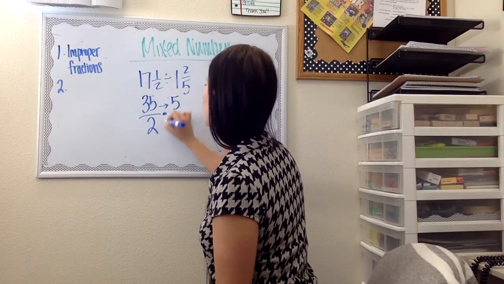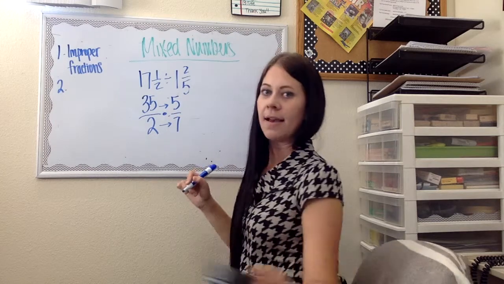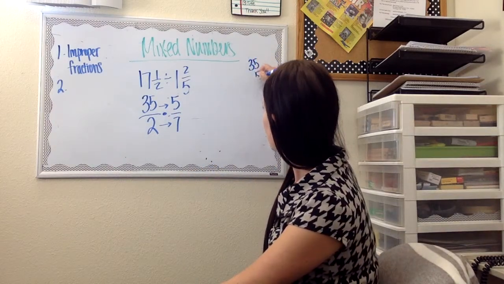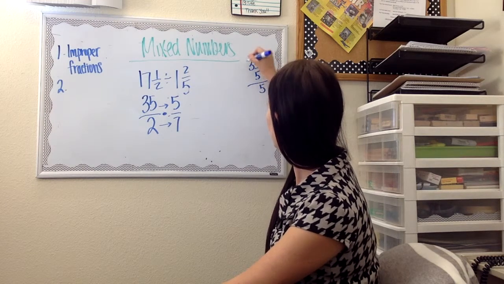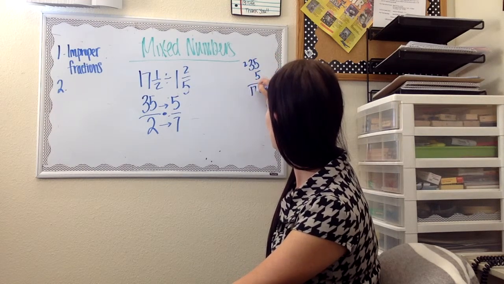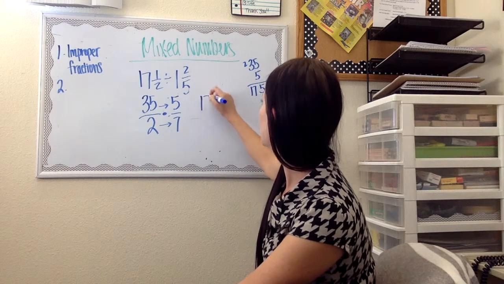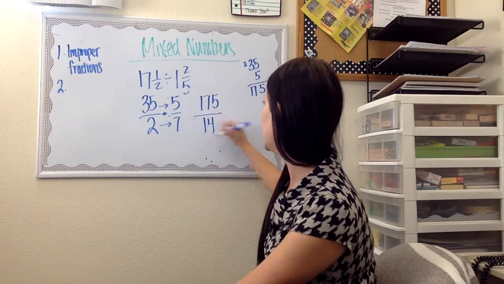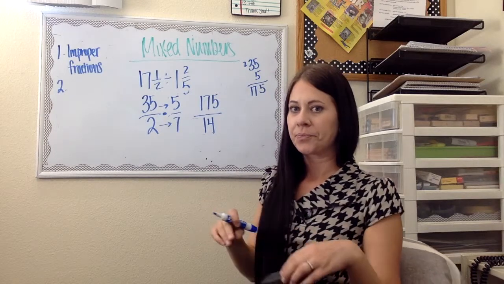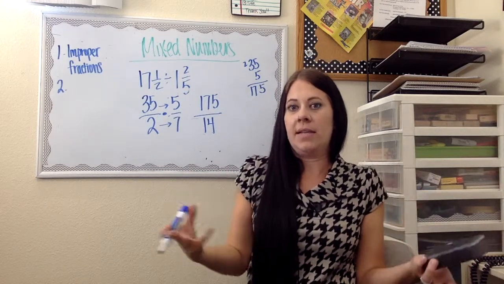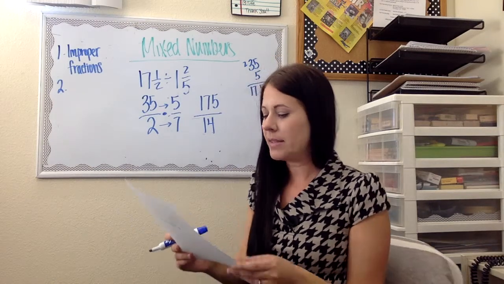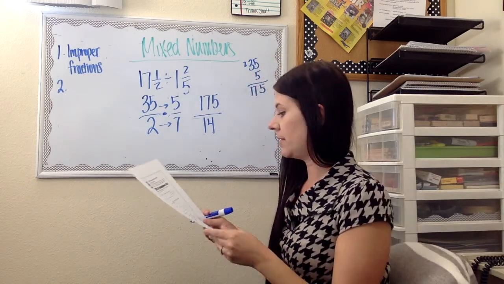And now we're going to multiply straight across. Okay, so 35 times 5 is 175. So 175 over 14. Now, that is the answer. But we want to check and see if we can reduce this.